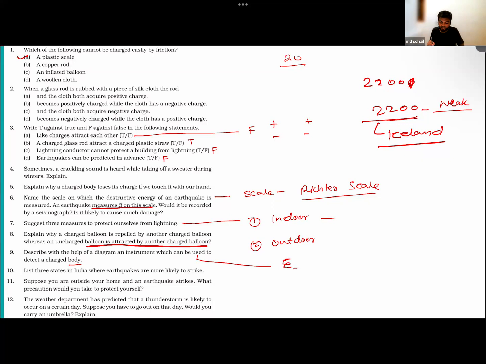The electroscope. Electroscope, right? So that you can do. You have understood how it's working now. Yes, sir.